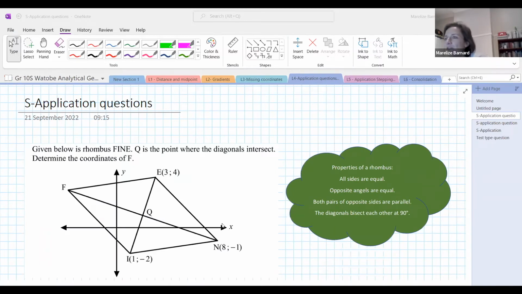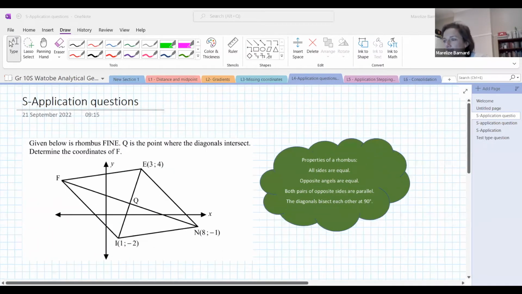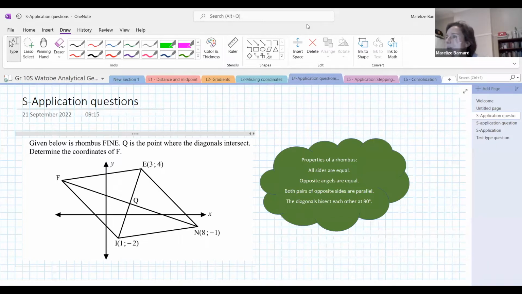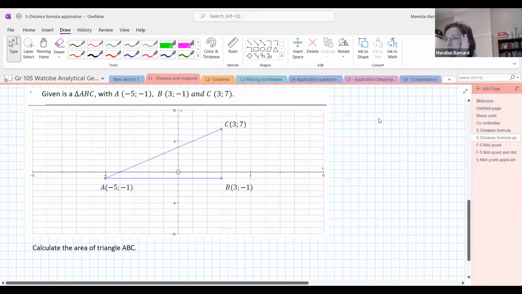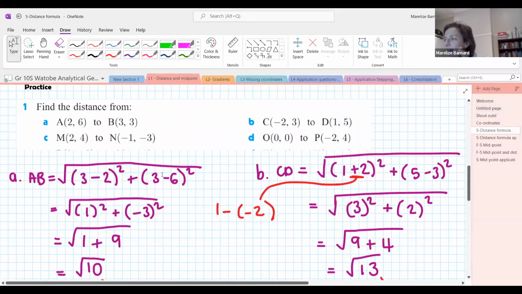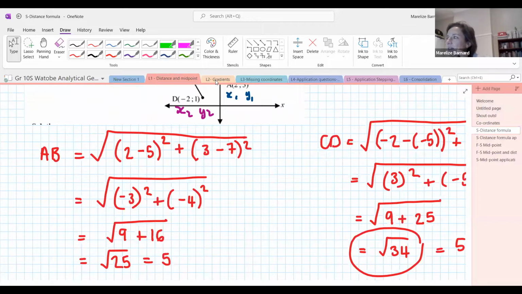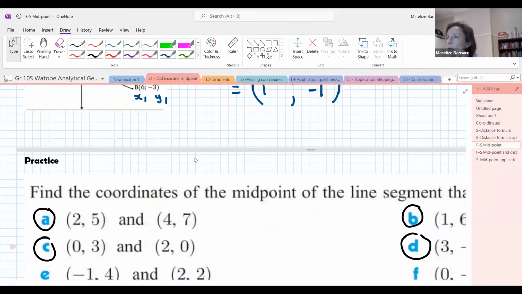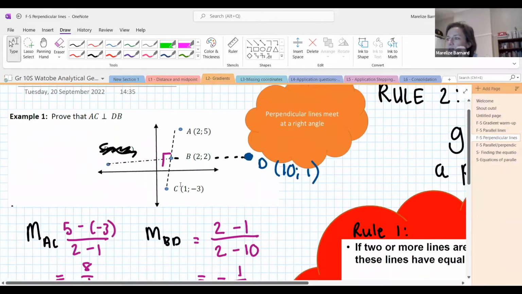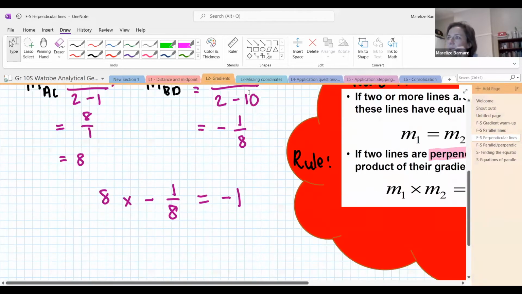So let's have a look at our first question this evening. And let's just first run through where we come from, what we've done. We did the distance formula over here. And then we did the midpoint as well, calculating the midpoint. Then we did lots on gradients the other day.